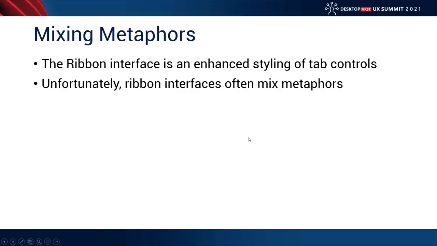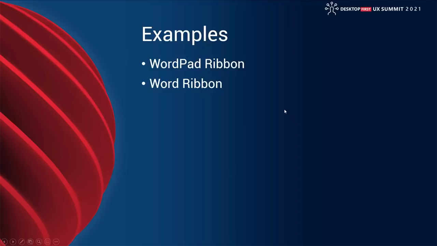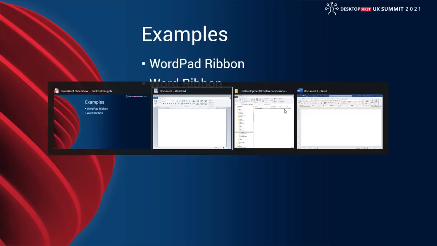So next up, I want to take a few minutes and talk about mixing metaphors and what happens when we try to combine different things and have the tab control do both. And that's where we run into problems. I have two examples to show about that. My two examples involve the ribbon. The ribbon's a very effective tool, but it's a modified version of the tab styling. Let's take a look at two examples here.